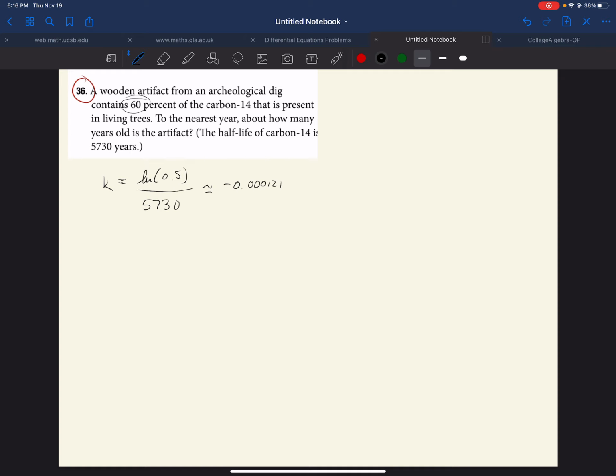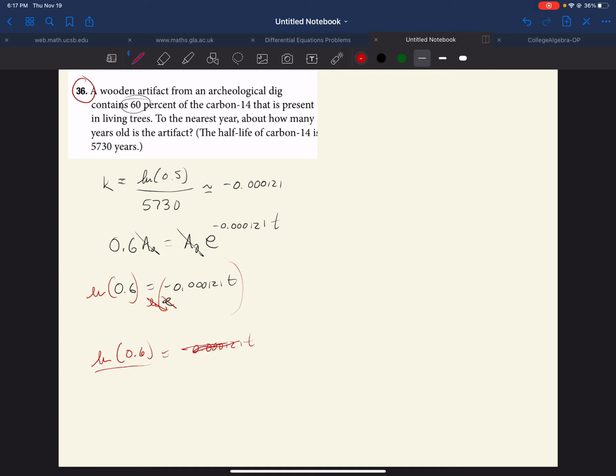And so that means that 0.6 of the original amount should equal the original amount, e to the k times t. I now know k, and I can now solve for t. Dividing off the a naughts, they don't matter. That's the cool thing. So now I've got 0.6 equals e to the negative 0.000121t. ln both sides, I'm going to cheat and say ln here and ln here. The ln and the e wipe out, that's why I didn't write it in the last step. ln of 0.6 is negative 0.000121t. And if I divide by that number, I've solved for t.